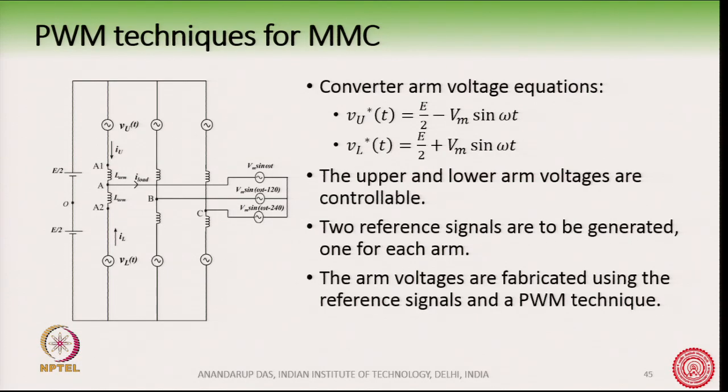The pulse width modulation technique for MMC is used to control or switch the cells, or the switches inside the cells of the MMC. Basically we get some reference signals from the controller, like a conventional VSI. We get reference signals which we normally term VA reference, VB reference, VC reference for a 3-phase voltage source converter, and based on that we do a pulse width modulation.